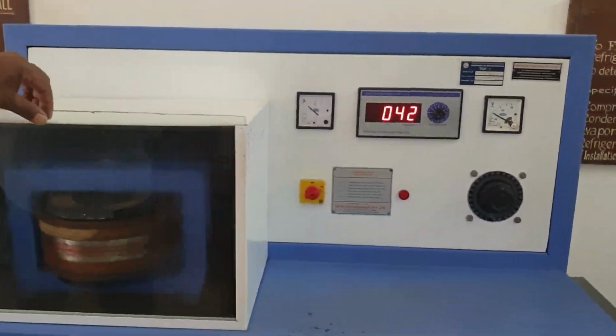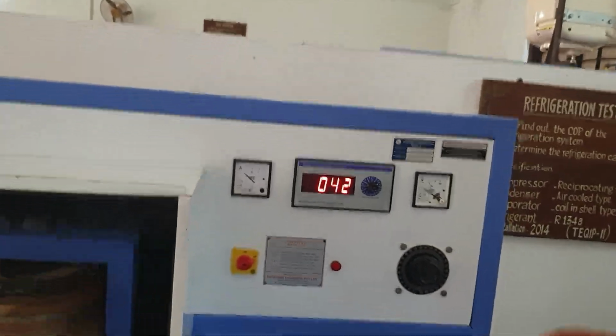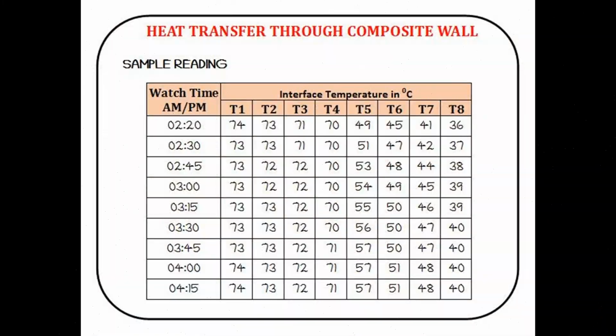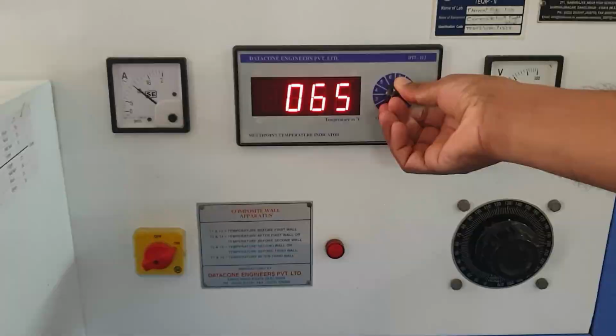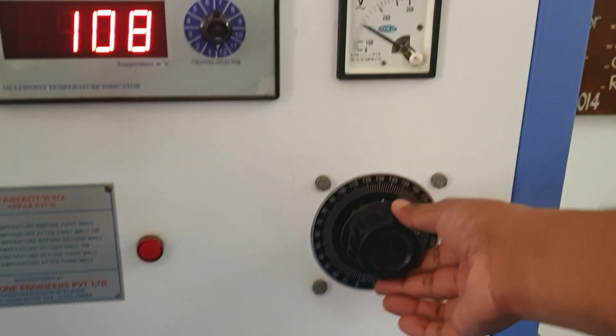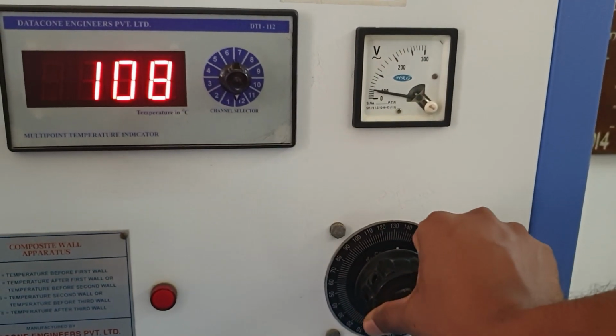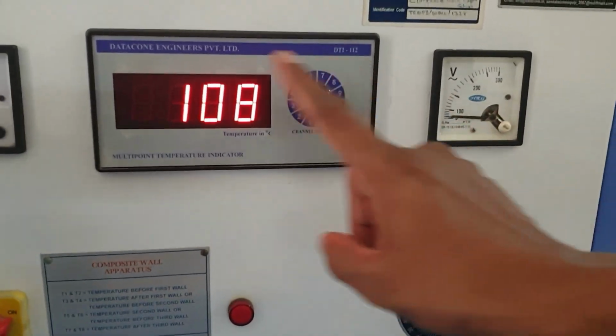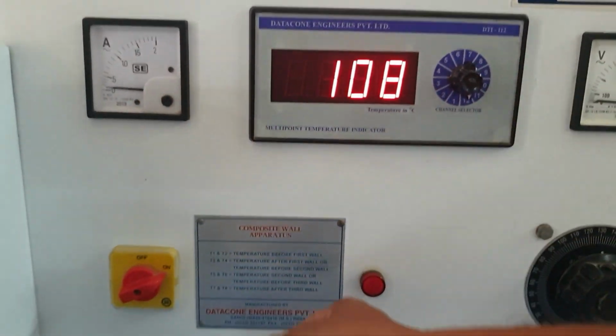Once the final set of readings is obtained, we will use those values in the equations to calculate the results. Before we switch off, we put the dimmer stat to 0. Make sure that the voltage and ampere are 0, and we switch off the elements.